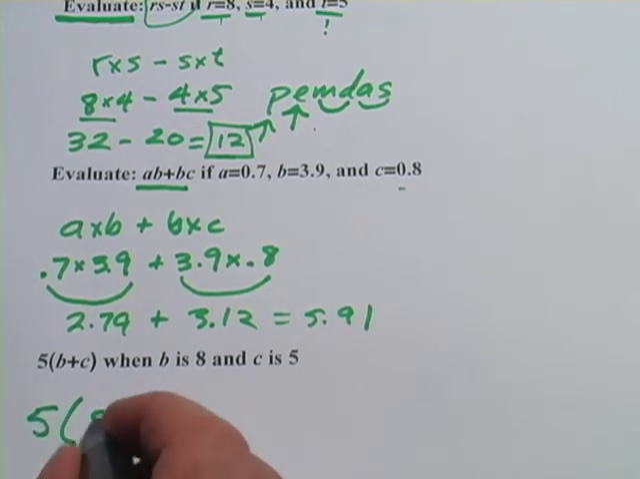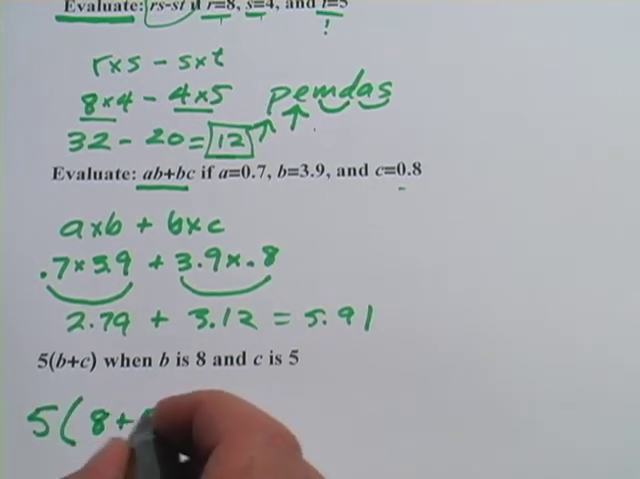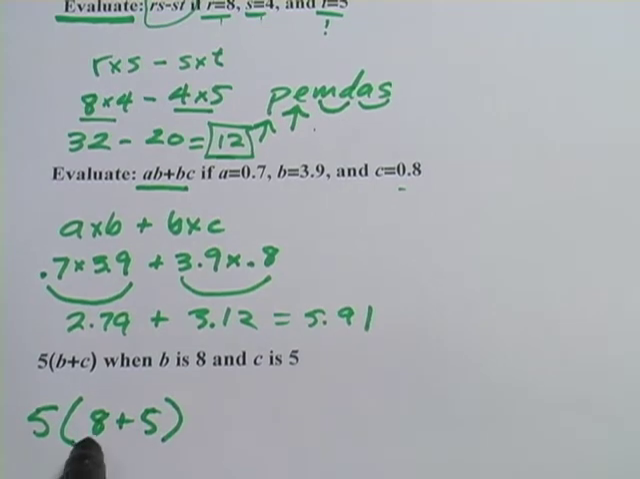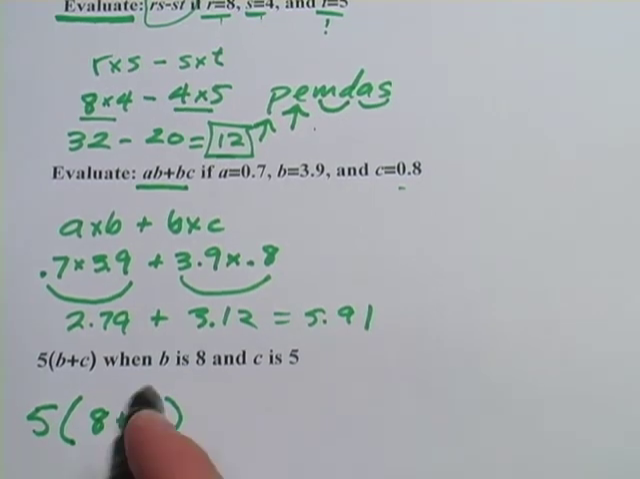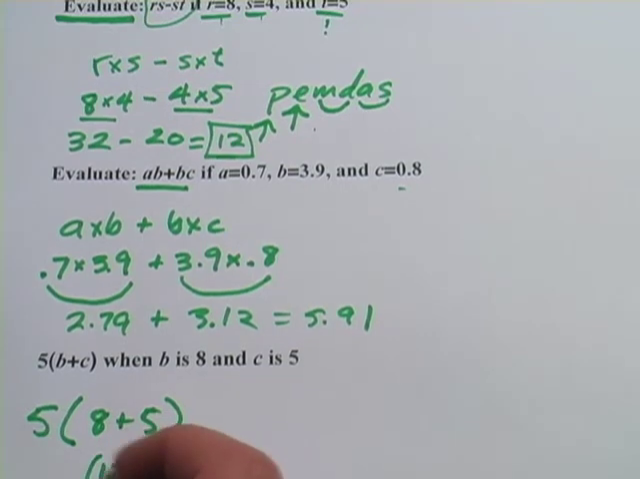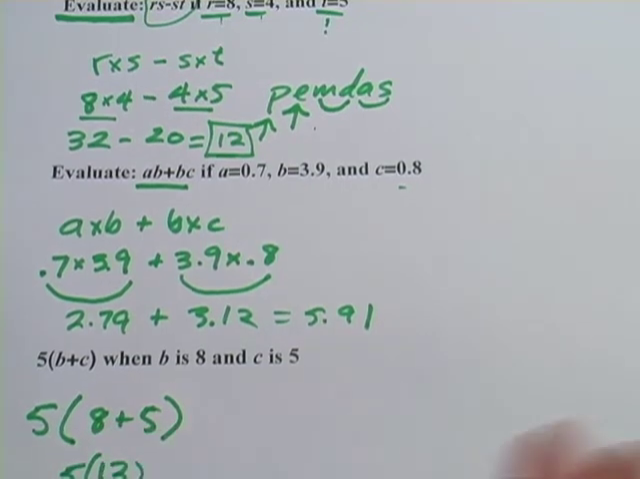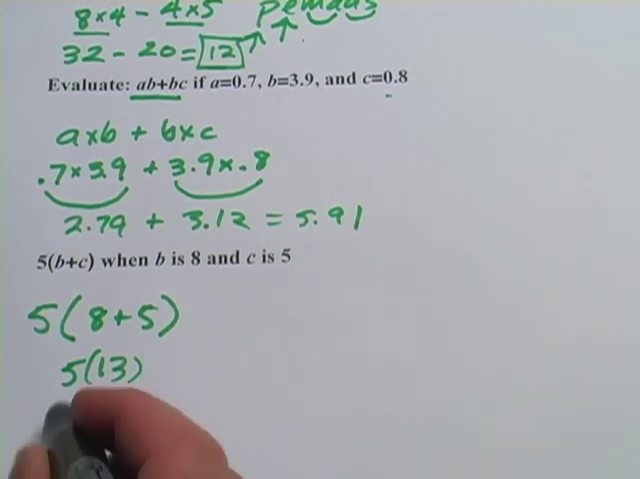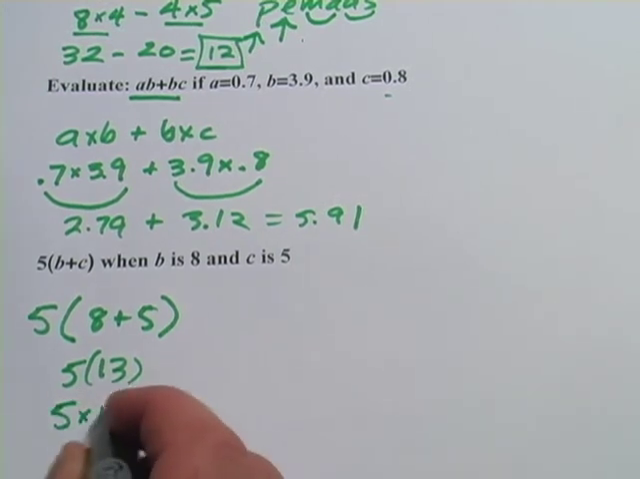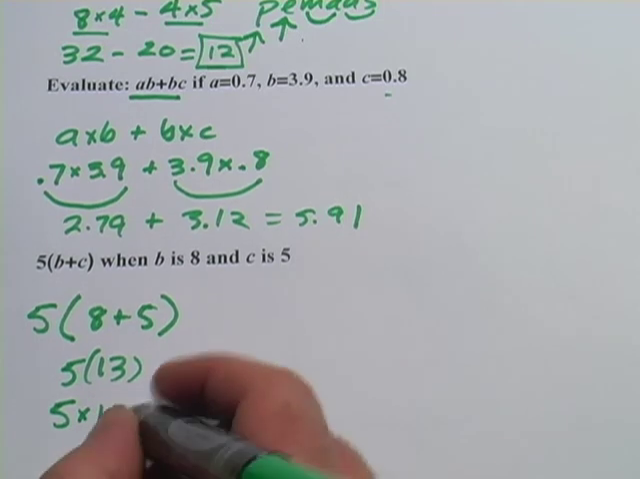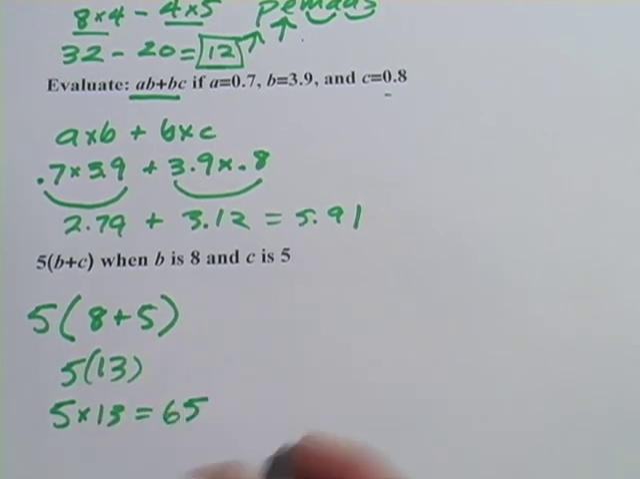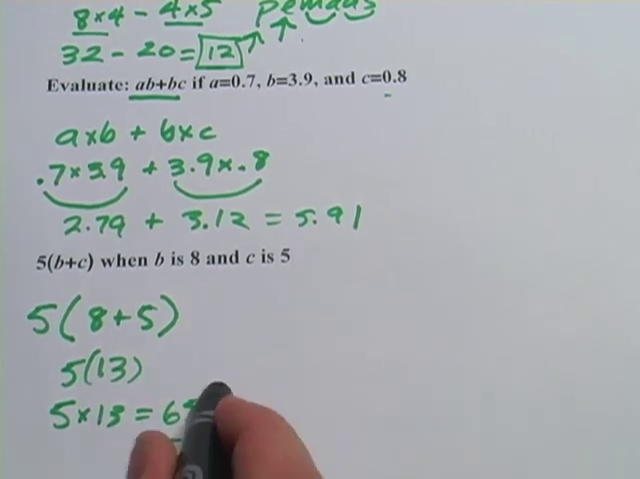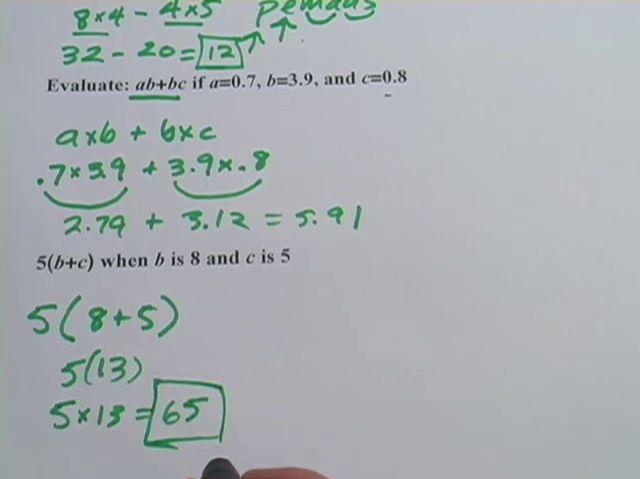B is 8 plus C is 5. Now what we're going to do is add 8 and 5 together first because it's inside the parentheses. 8 and 5 is 13. And now we have this 5 parentheses 13. Well, let's move this up a little bit. That's the same thing as 5 times 13. 5 times 13 is 65. So that is how to evaluate expressions.